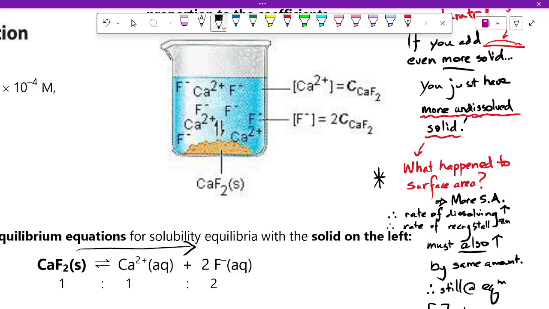Okay, but you should be able to talk about the rate of dissolving and the rate of recrystallization both increasing when you have an increase in the amount of solid, due to the greater surface area.